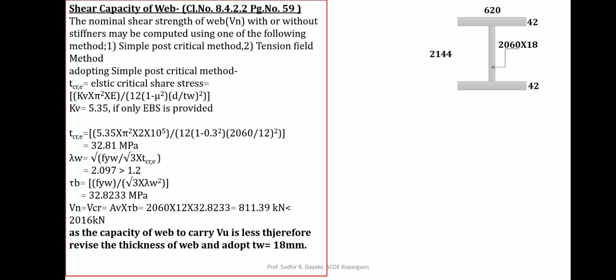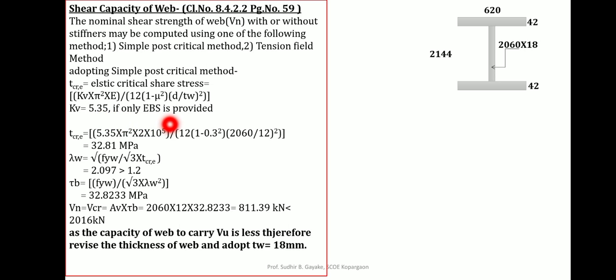Whether the stiffeners are provided only at ends or at intermediate span also. Now, as in the given data for this numerical, we are adopting stiffeners at end supports only, or we are using end bearing stiffeners. According to page number 59, kV value is going to be 5.35 compulsorily, as only EBS are used.